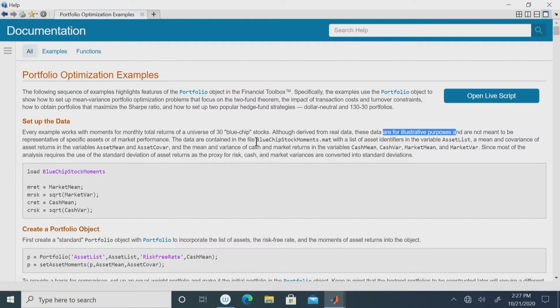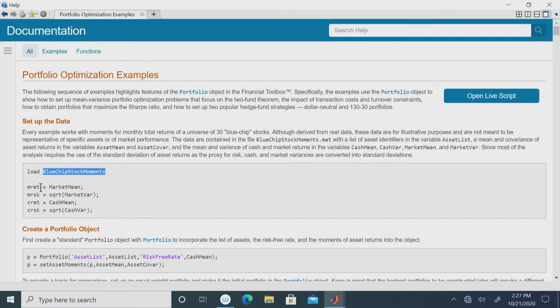So, this data which is included in MATLAB is called blue chip stock moments.mat, which comprises of these blue chip stocks. You can use your own files for the asset parameters. Accordingly, we first load the blue chip stock moments. This will give the moments of these blue chip stocks, and remember that these are just the monthly total returns.